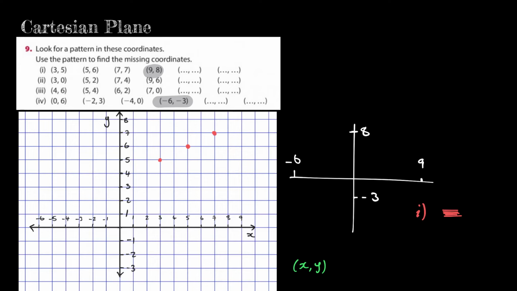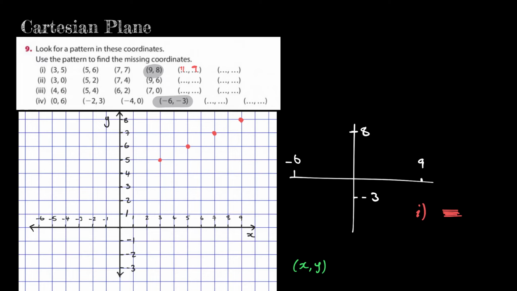So the next one that follows is 9, 8. If I went to 9, 8, you can see 9, 8 is going to be here. So the next one that I expect is going to be my x value. You can see your x value there is going from 3 to 5, 5 to 7, 7 to 9. So the next x value I would expect would be 11, because the x value is increasing by 2 each time. The y value went from 5 to 6, 6 to 7, 7 to 8. So I expect this to go to 9.